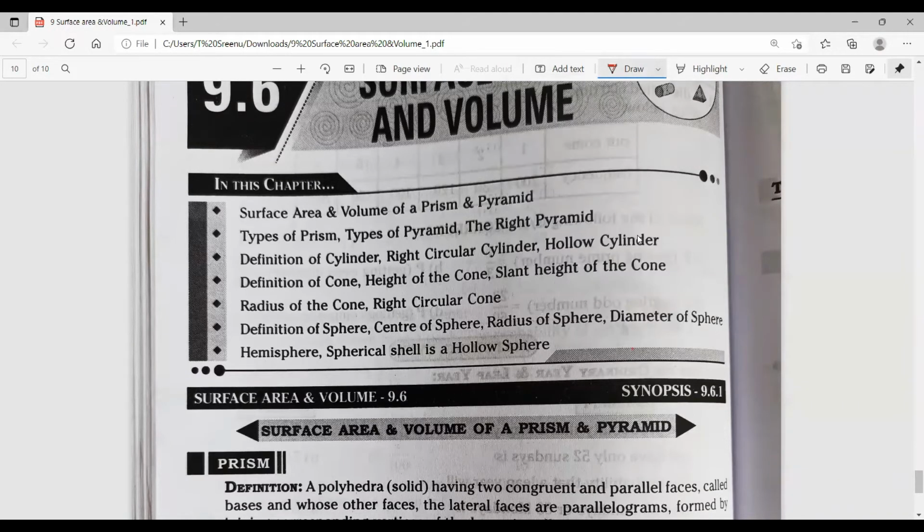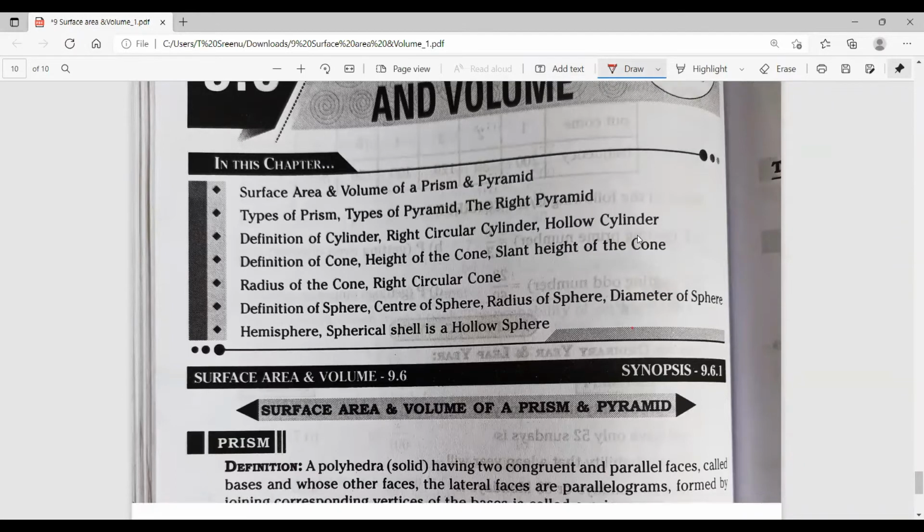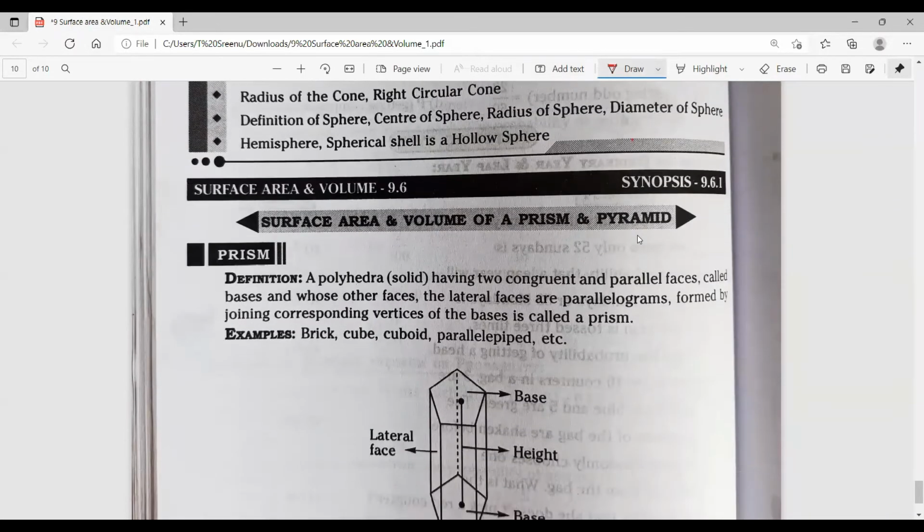You see here, first surface area and volume of a prism and pyramid is given. But probably we learn about prisms first. So what is a prism? In prisms, we have cube, cuboid, cone, cylinder, sphere, hemisphere. All these objects are called prisms. Why do we call them prisms? Why don't we call them pyramids? Let's see now.